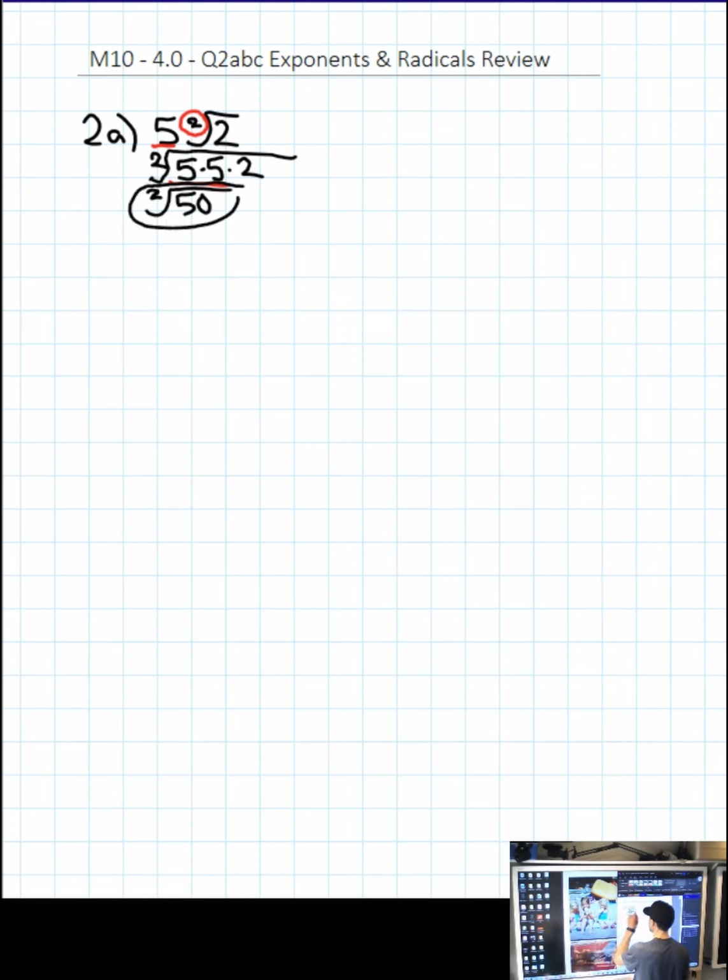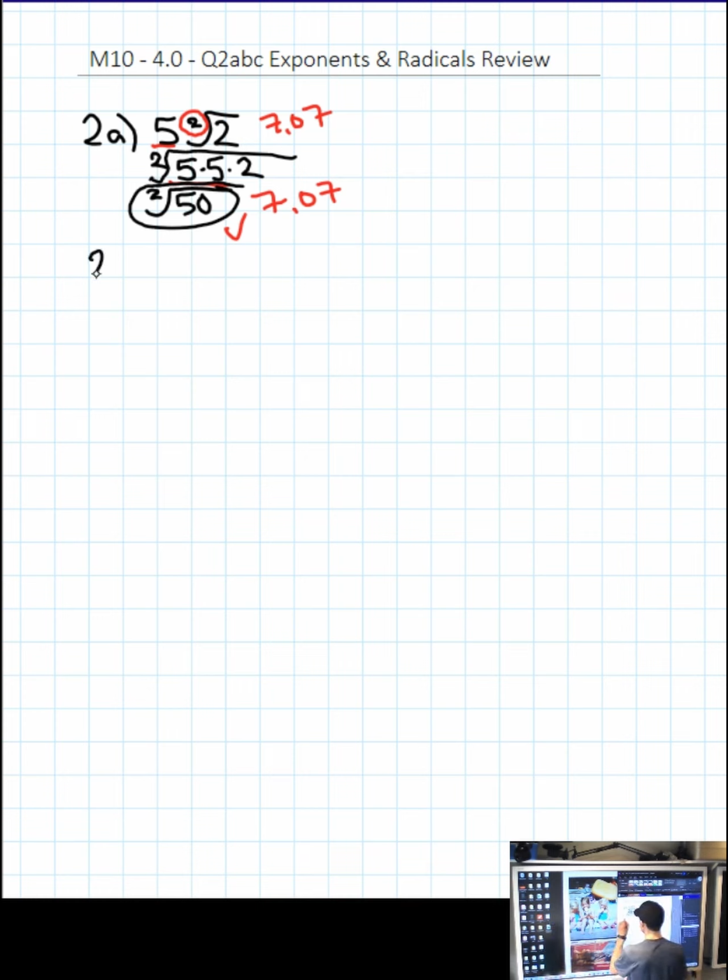Circle our answer. So check our answer on the calculator. So if I type in 5 square root 2, I get 7.07. And then when I type in the square root of 50, I also get 7.07. So we know that our answer is correct. Always checking your answer on your calculator, making sure that the process you did was correct.